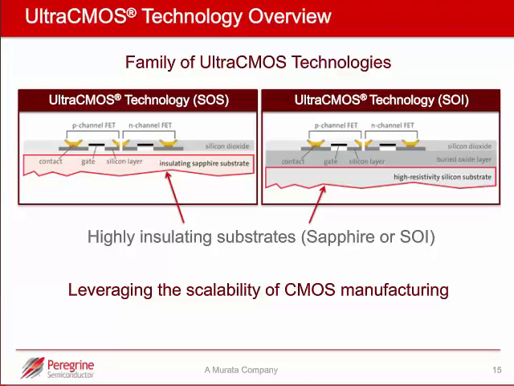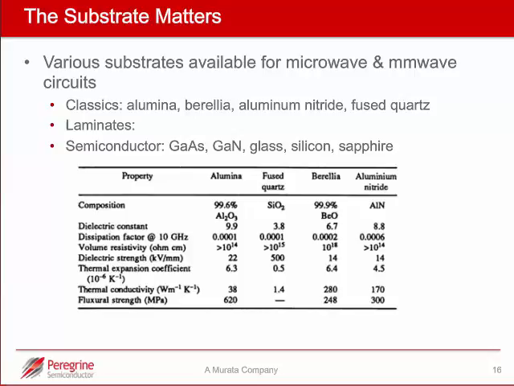Now, looking at microwaves and millimeter wave circuits, I've had some history with that. So there's a number of different substrates that have been what I call classics in the industry, alumina being probably the most known, beryllia, aluminum nitride, fused quartz, or a couple others. Laminates that I'm not going to touch on today, but they are beginning to show up more and more in the 20 to 40 gigahertz range. And then within the semiconductor realm, there's GaAs, GaN, glass, some silicon, and some sapphire over the many years that the industry has been involved in microwave and millimeter.